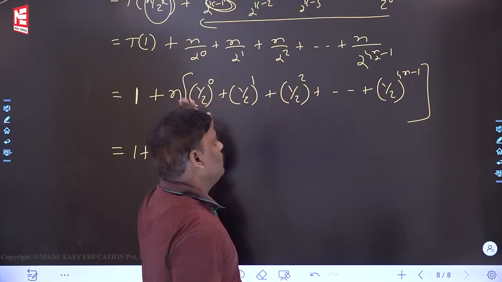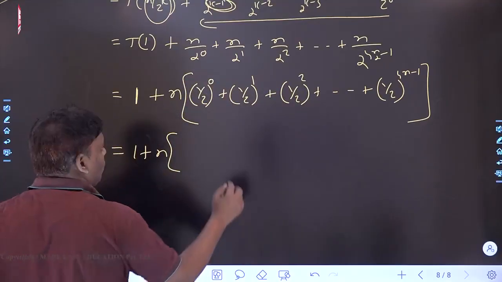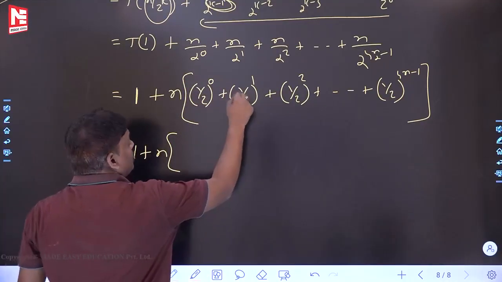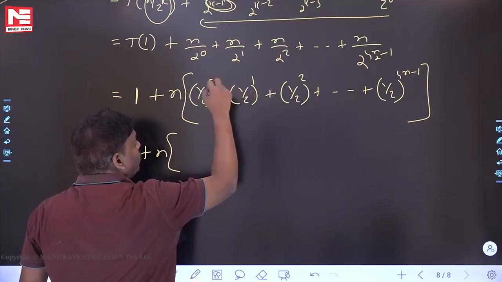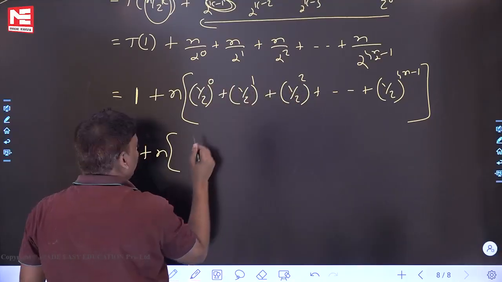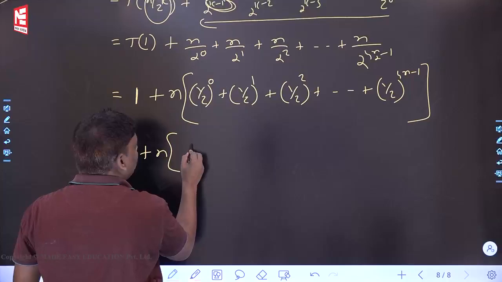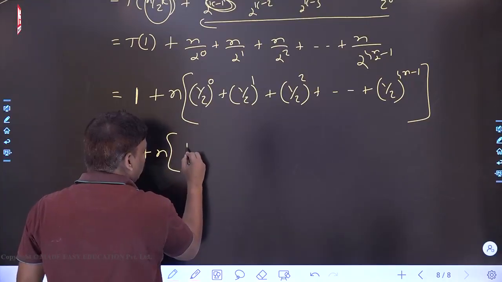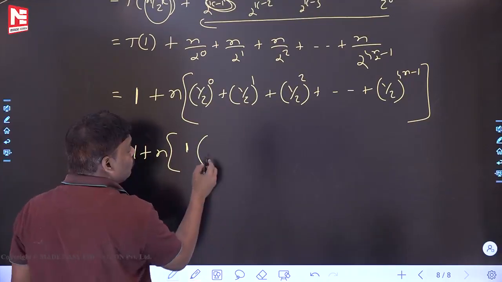Log n terms are there. Please be careful, right? What is the formula? In the GP series, log n terms are there. Sum of log n terms in the GP. What is the formula? What is the answer? A into, what is the A? 1 by 2 whole power 0 means 1. A into, next one more thing.